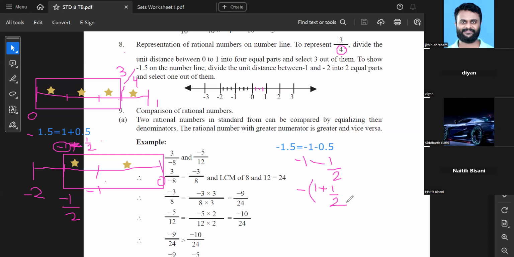So what do you do? You took the minus sign common from 1 as well as half. When you took common outside from both, what is left inside? 1 plus half. So what is 1 plus half? It's nothing but 1 and half.